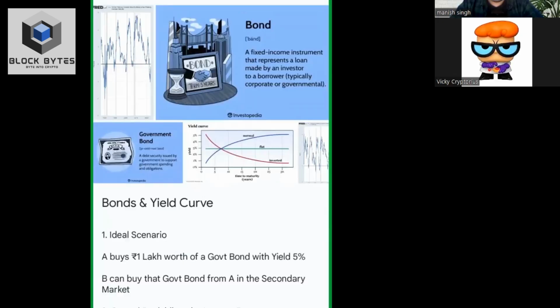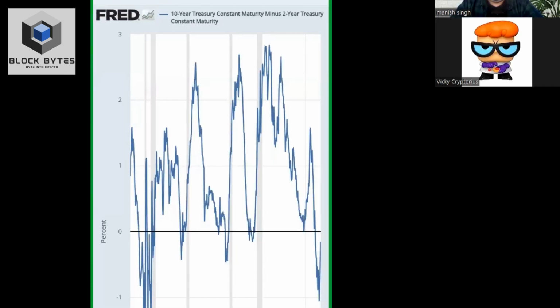I have taken another graph which shows the 10-year and the 2-year difference. If you look at it, it got inverted and now it is trying to disinvert. Look at earlier periods: in 2008 the same thing happened. Just before the 2008 banking crisis, it got inverted and then disinverted. It happened in 2000 as well. In the 1980s, you remember the oil crisis? It happened then too.